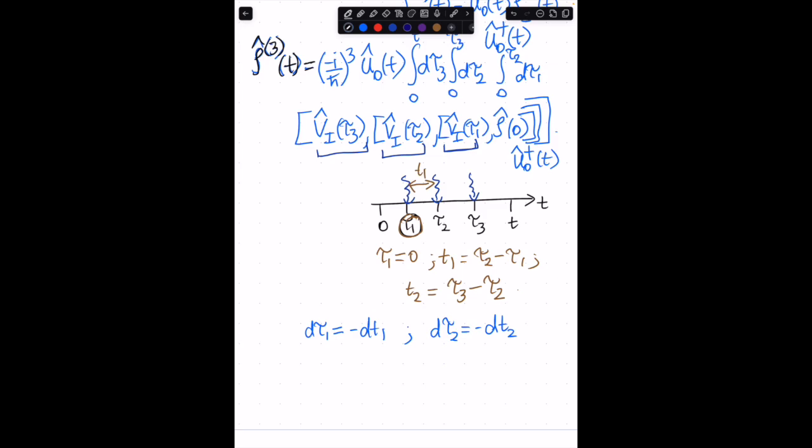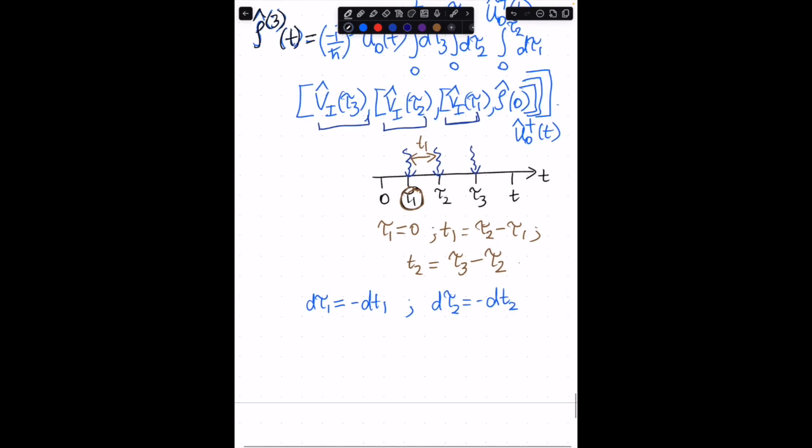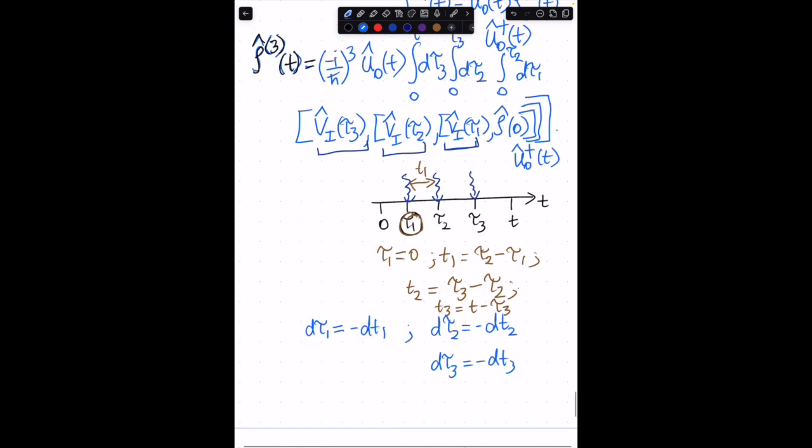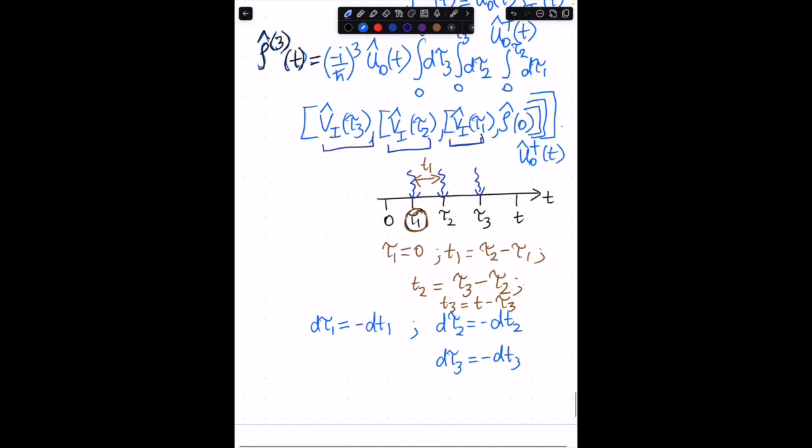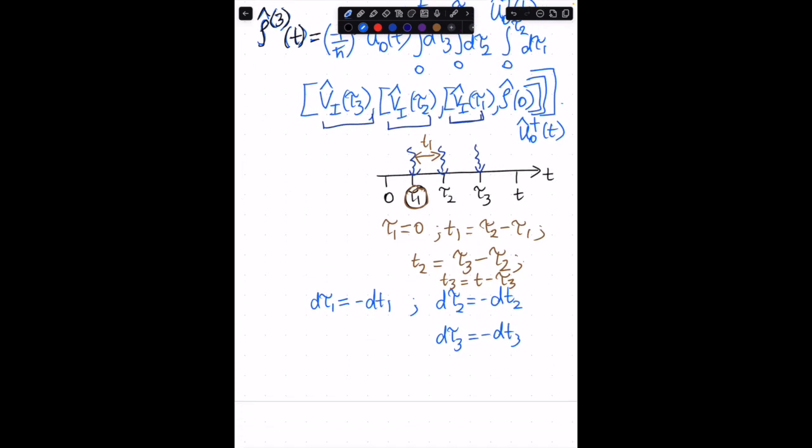So let's call t3 as t minus tau 3. So you will get, sorry, d tau 3 is minus dt3. So what will that give you when you do that?